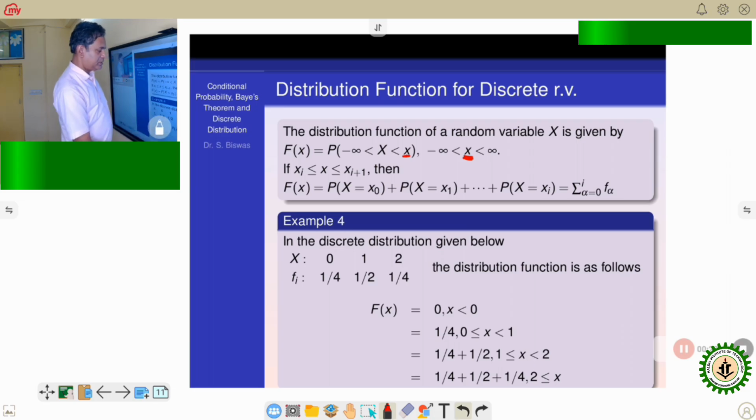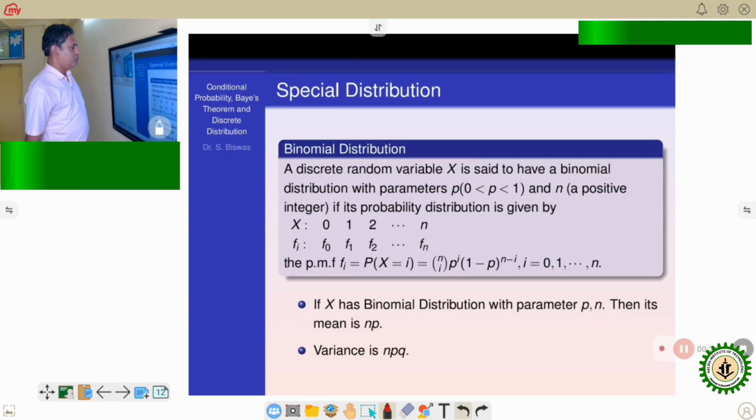Now, in the discrete distribution given below, this is an example of the distribution function. This is the distribution given, and you see we have obtained F(x). What you need to remember here is that because of this property, it is 0 at first, then 1 by 4 in this interval, and in the next interval 1 by 2 is added to this 1 by 4, and likewise, and the final value you get comes out to be 1. Remember this. So this is an example of a distribution function, and next we move to binomial distribution.